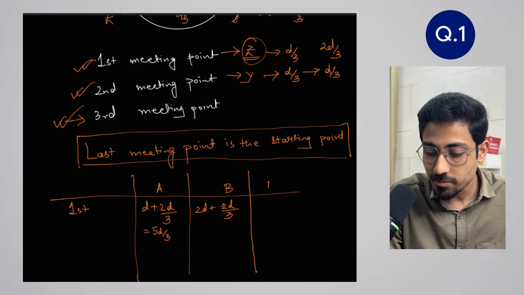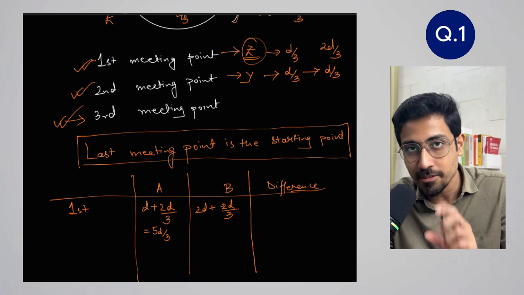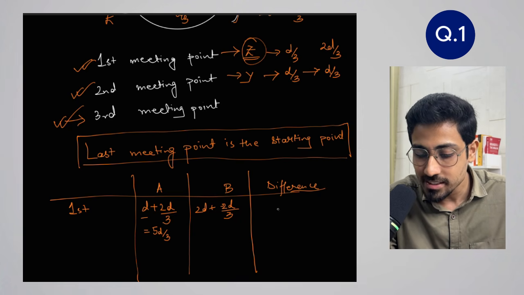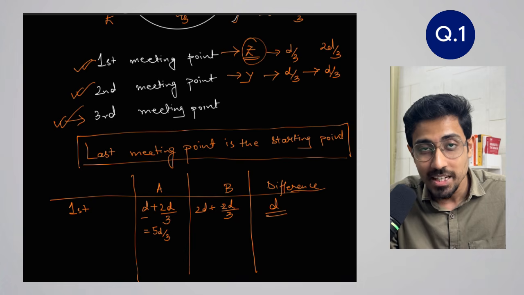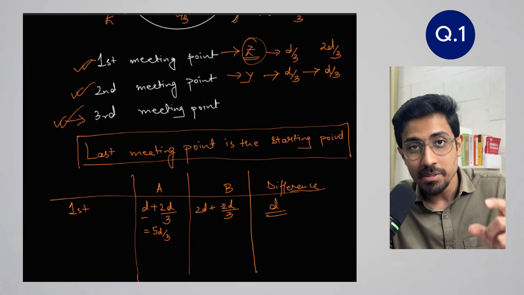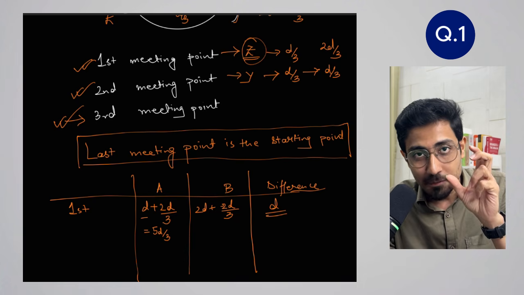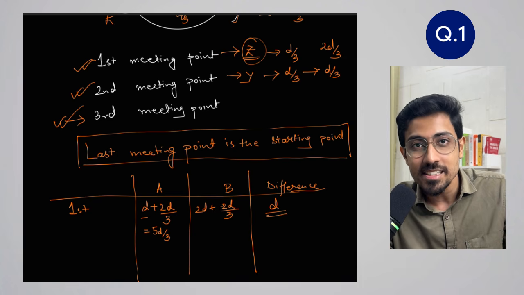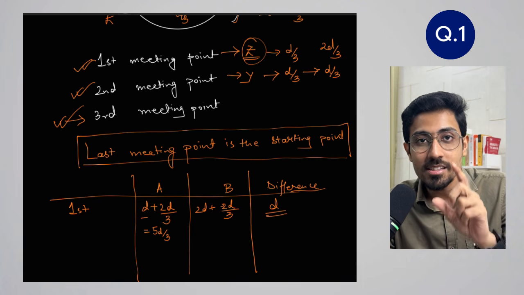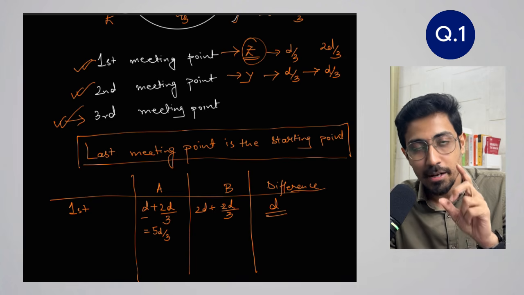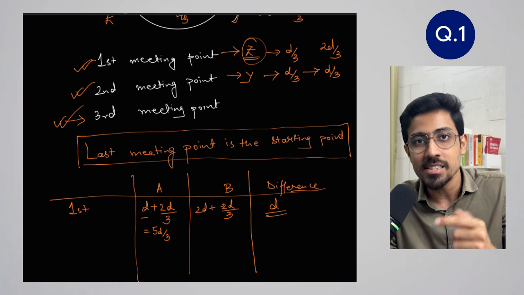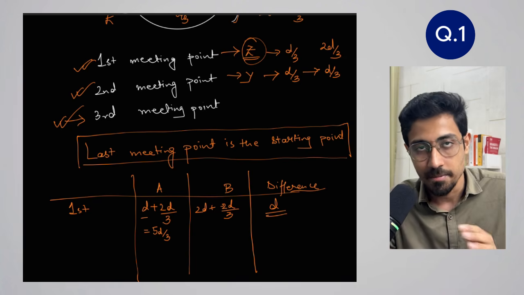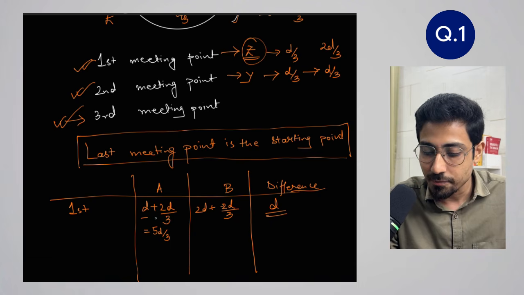What is the difference in their distances covered by A and B? If you subtract this, you will get D. Remember, that's why I told you when they travel in the same direction, the faster runner would have covered D distance more than the slower runner. Every time they meet, he would have covered D distance more than the slower runner. Okay, so you can see the difference is D.